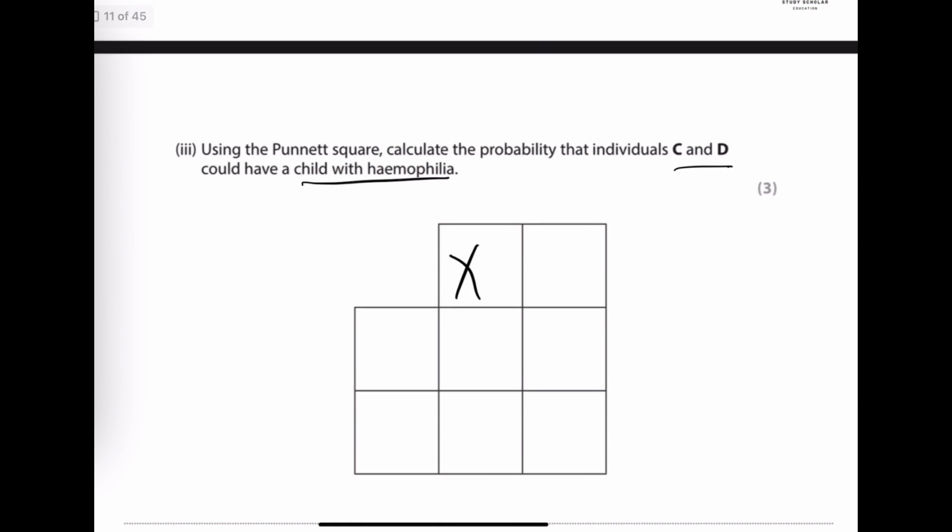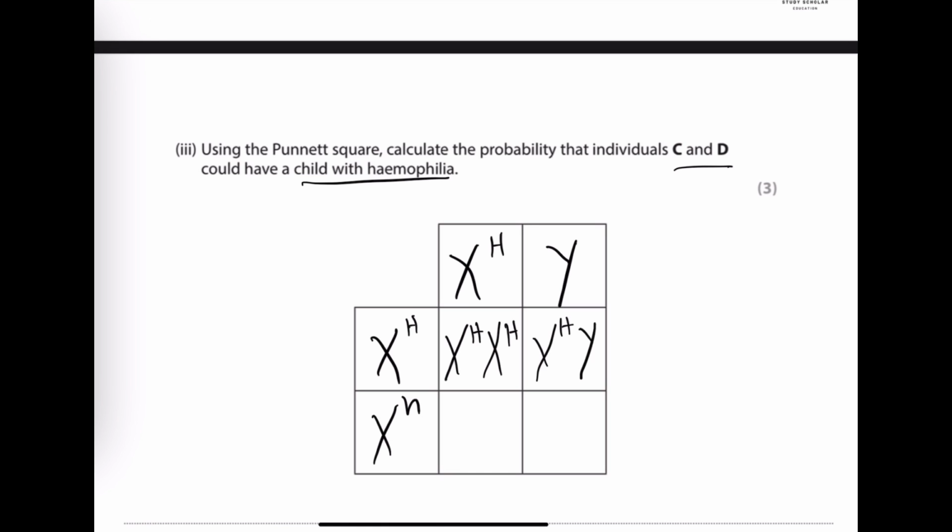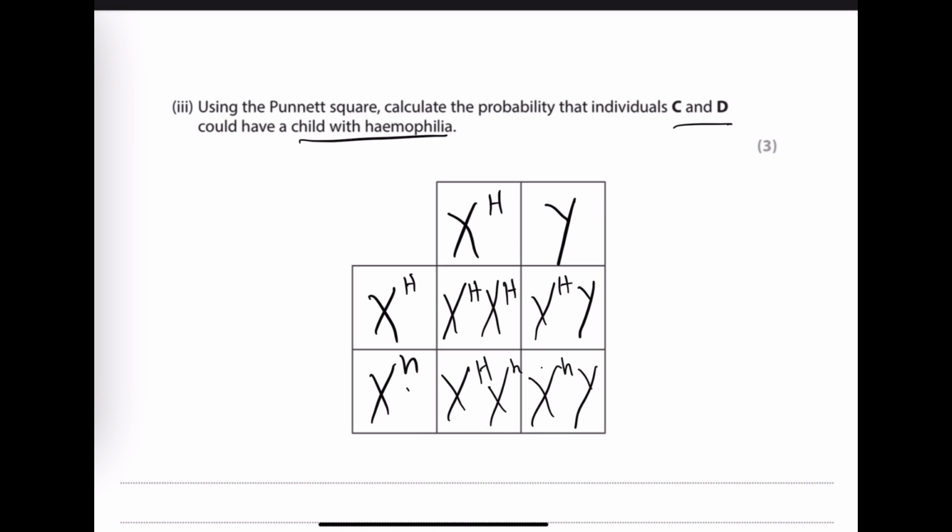So we'll put X, h, and Y, and then we'll have X^H here. We'll have X normal H. And then basically what we do is cross multiply and see what the different types that can come up. You can see here X^H Y, X^H with X^H, and we can have X^H with Y. You could also just do H, h, H Y.